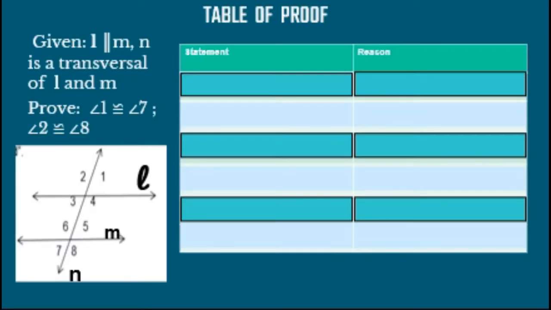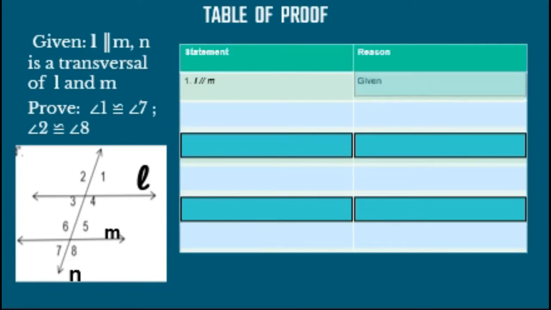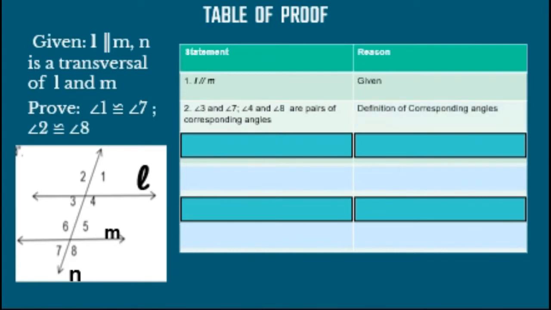Now let's use the table of proof. For our first statement, the given information, L is parallel to M. The reason is given. And for our second statement, let's use our plan. Angle 3 and angle 7, angle 4 and angle 8 are pairs of corresponding angles. The reason is definition of corresponding angles. And we all know that corresponding angles are always congruent.